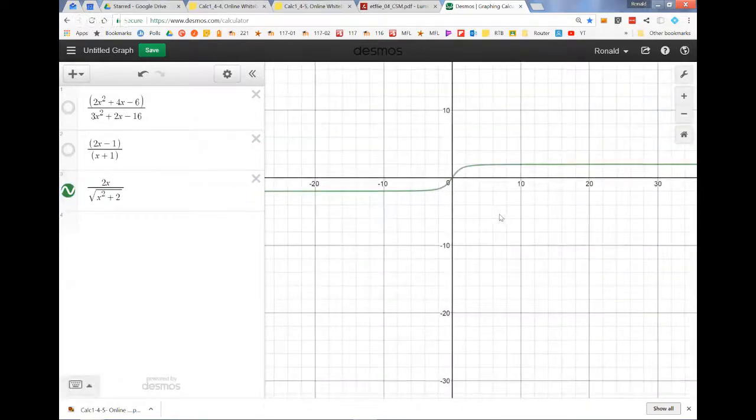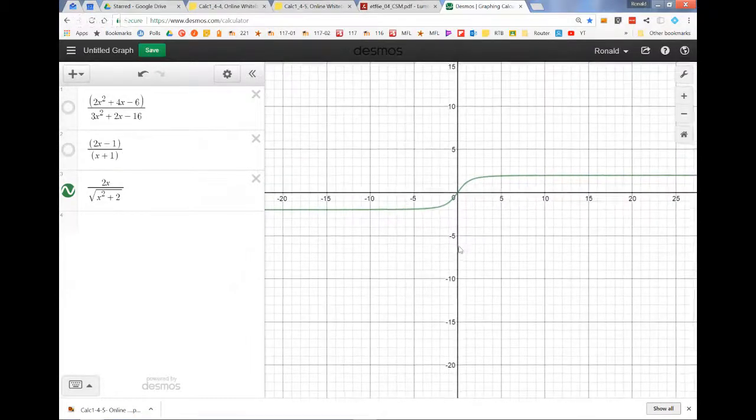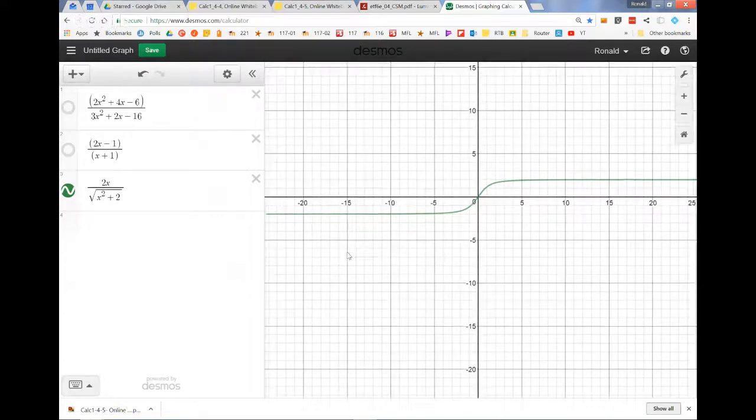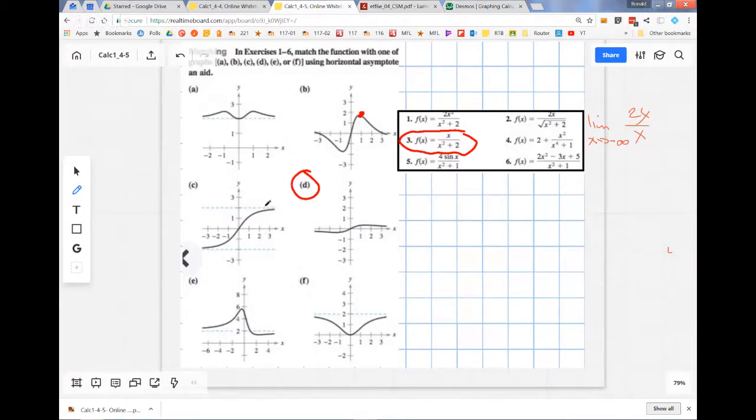So now we can see what's going on. This one is approaching 2 to the right, and it's approaching negative 2 to the left. Why is that? Because when x approaches negative infinity, you're going to have on top a negative infinity. On the bottom, what happens when you take a negative infinity and square it? It's going to be positive, square root's positive. And then a negative divided by a positive is a negative. So when we come back here, this looks like this is our answer to number 2. So we got to keep looking for clues.